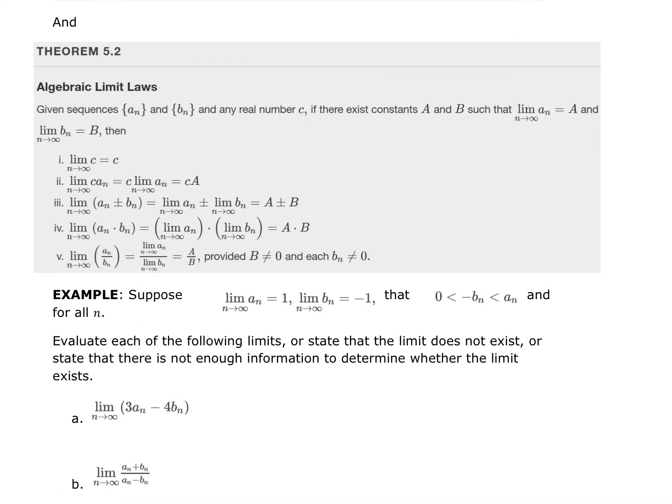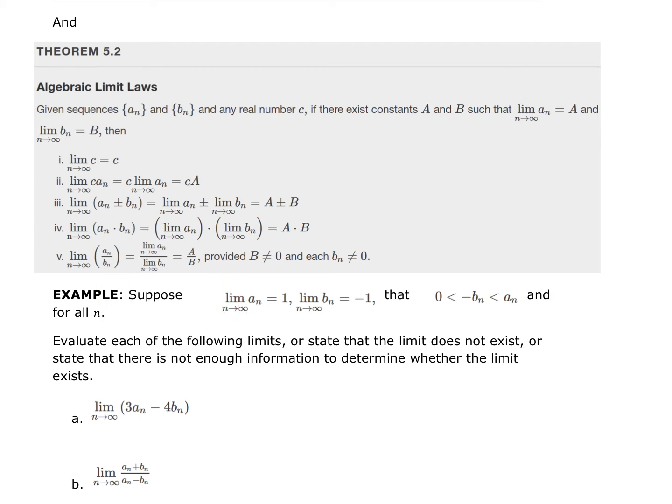Here are some rules that we get with our algebraic limit laws, where a sub n and b sub n are sequences. The limit of a sub n as n goes to infinity is a. The limit as n goes to infinity of b sub n is equal to b. Then these are the things that we get. The limit of a constant is a constant. If we have a constant times our sequence, we can pull the constant out, and it'll be the constant times a. Plus or minus, I can break them apart appropriately. Multiplication, I can break apart appropriately. And division, of course, I can break apart appropriately.